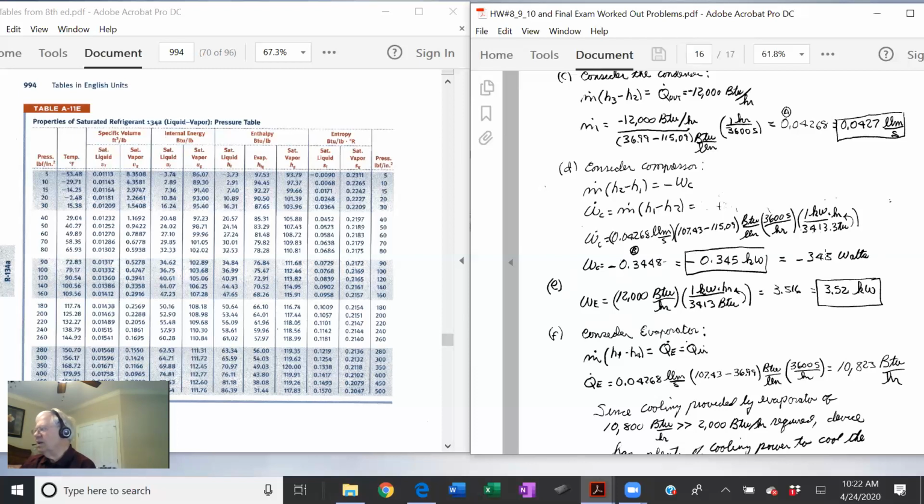Now, what if I used electrical resistance heat directly from the battery? Well, I have to just convert the amount of heat I need in BTUs per hour into kilowatts or watts. And I use the same conversion here. It's real handy. And I get 3.52 kilowatts.